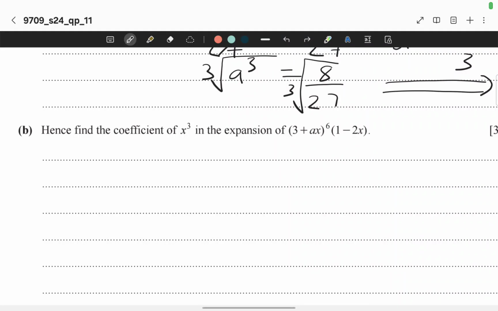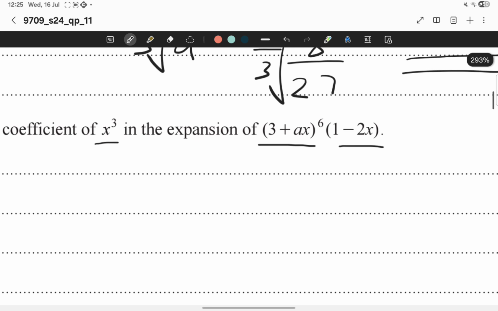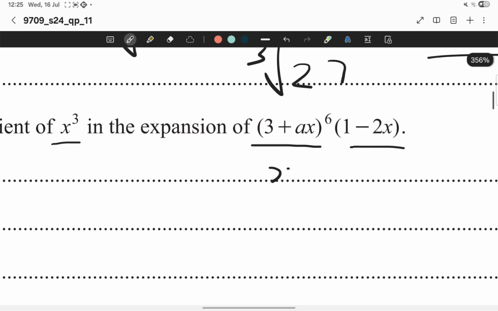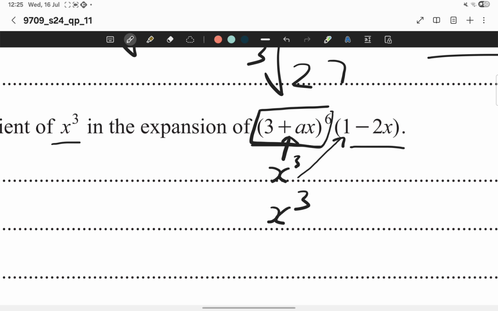And so for number 3 part B, which says hence find the coefficient of x to the power 3 in the expansion this multiplied by that. For this question, we need to understand that if we have a term in x to the power 3 for this particular bracket, this first part, if we were to multiply it by 1, we'll still get a term in x to the power 3, right?